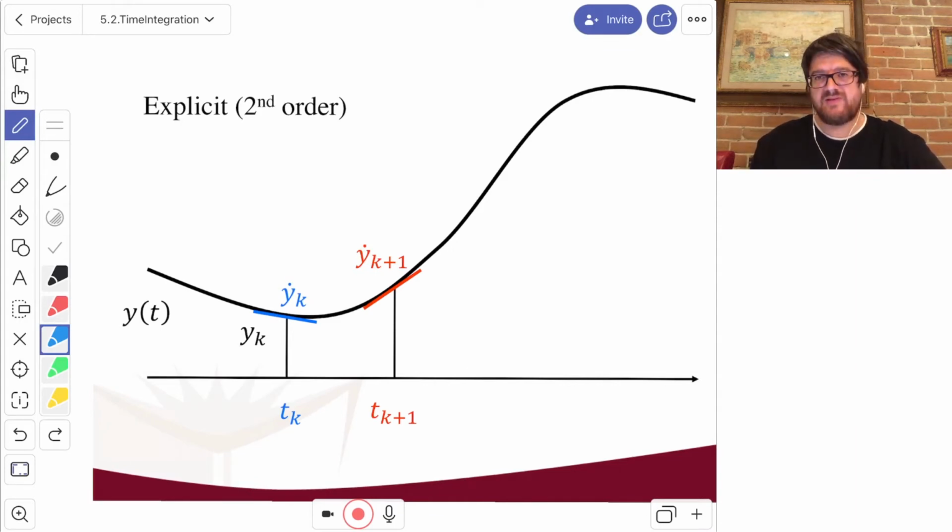When we do this time integration, we go in steps, from k to k plus 1. We don't care so much what is in between. So from t k, we take a step to t k plus 1. And the simplest way to do that, which we did with the explicit first order, was to go in the direction of the tangent. And if the time step is too big, you can have a pretty big error.